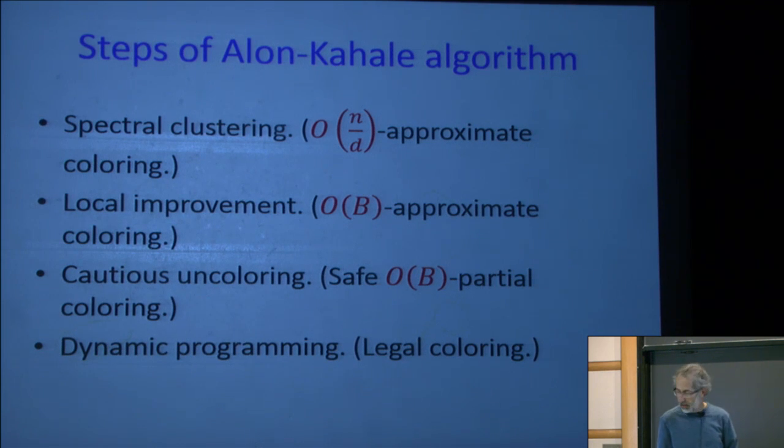Let me note one more thing. If D is larger than log n, then already after the local improvement step, the fraction of bad vertices is so small, it's below 1, so already we get a legal coloring after the first two steps. We don't need to continue with the other steps. And we get the planted coloring.